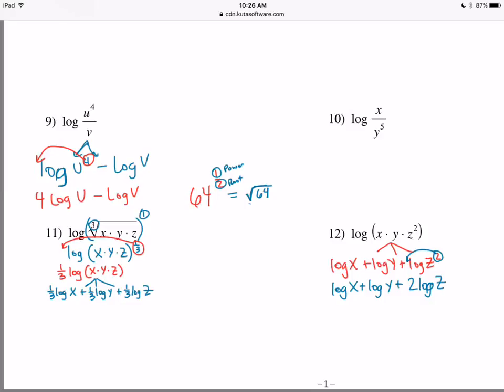So that is how we expand logarithms with 3 pieces. Number 11 was the main crux of what I wanted to get to. Make sure to deal with exponents because logarithms and exponents go together and they're inverses of each other. So that is how we do those more difficult problems.